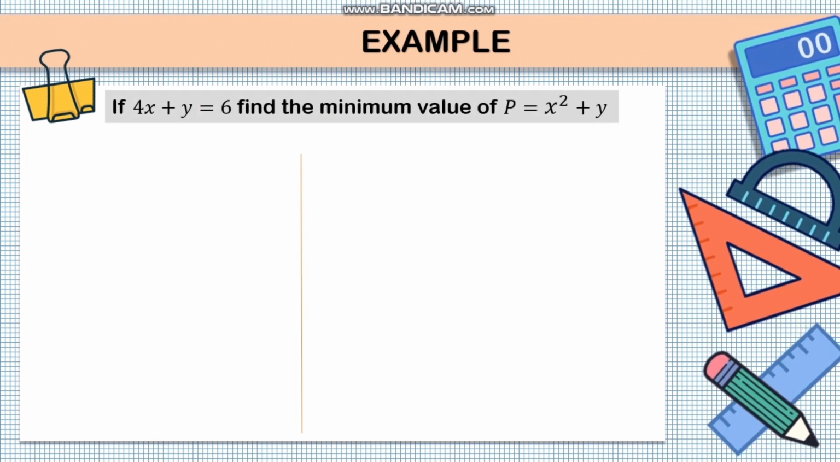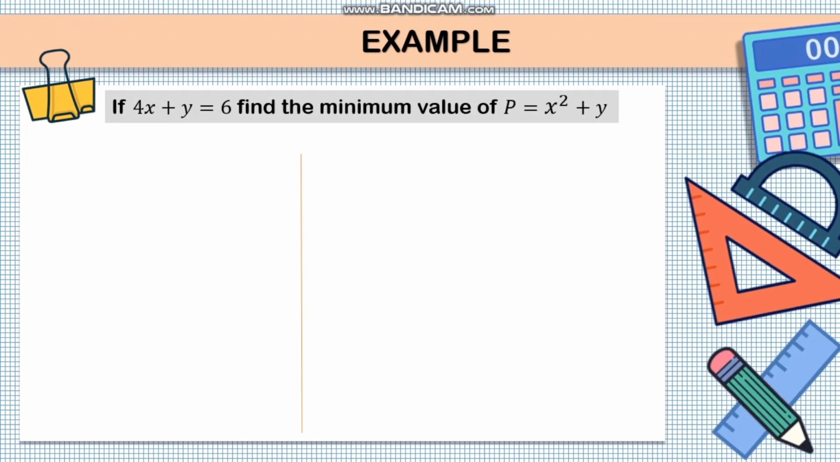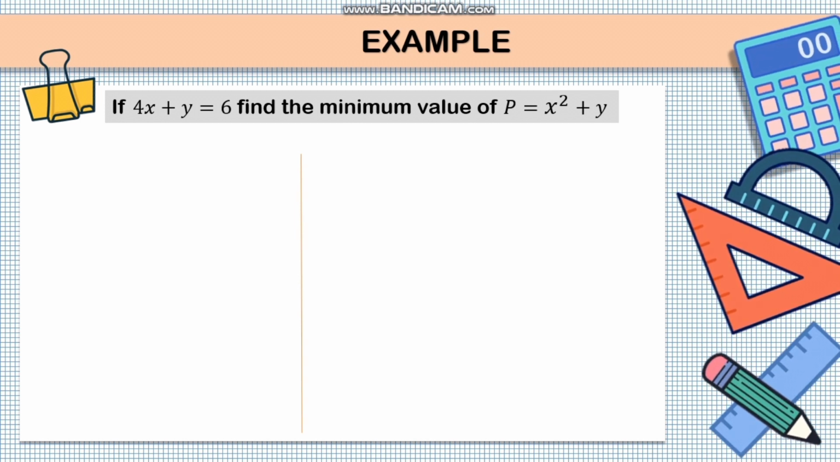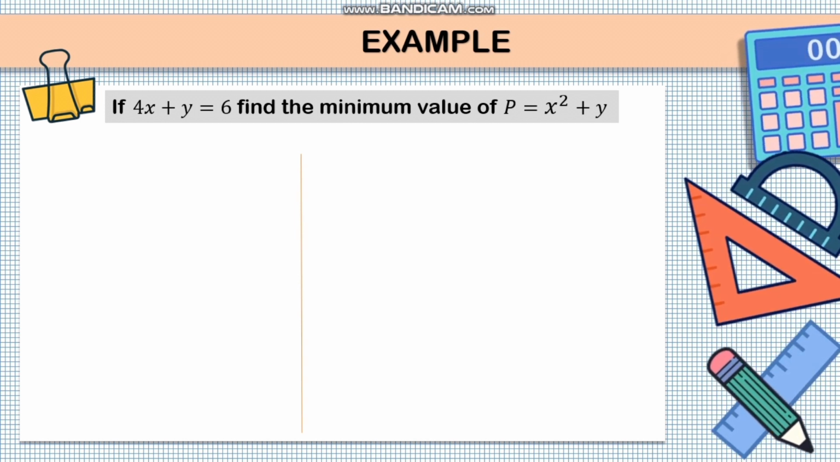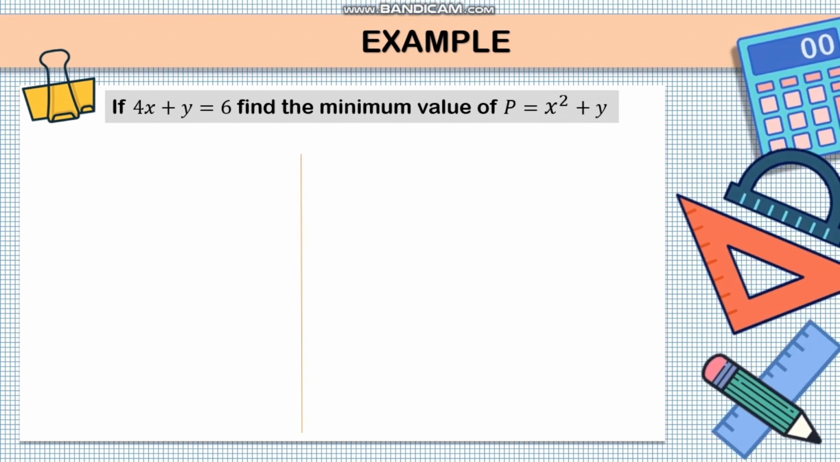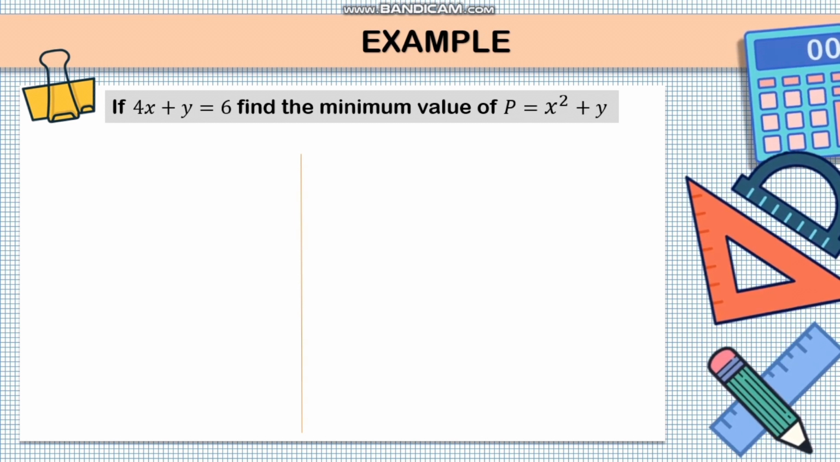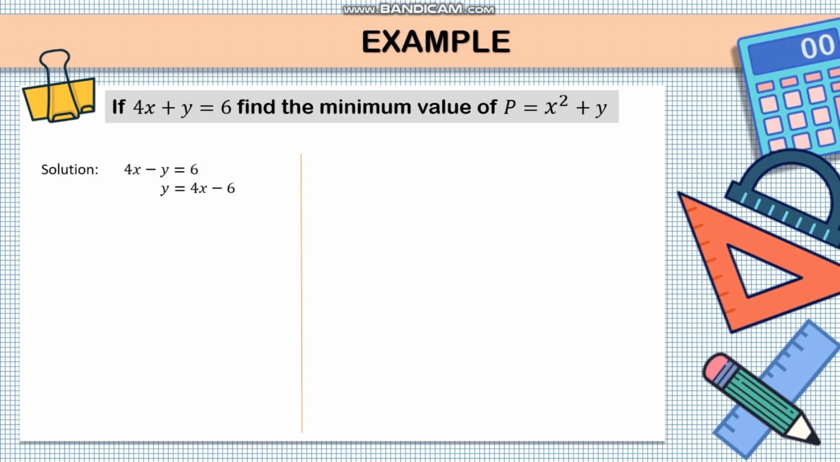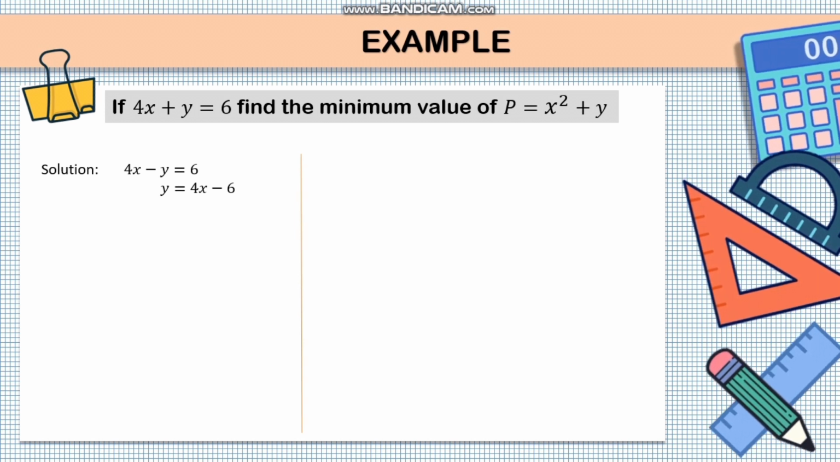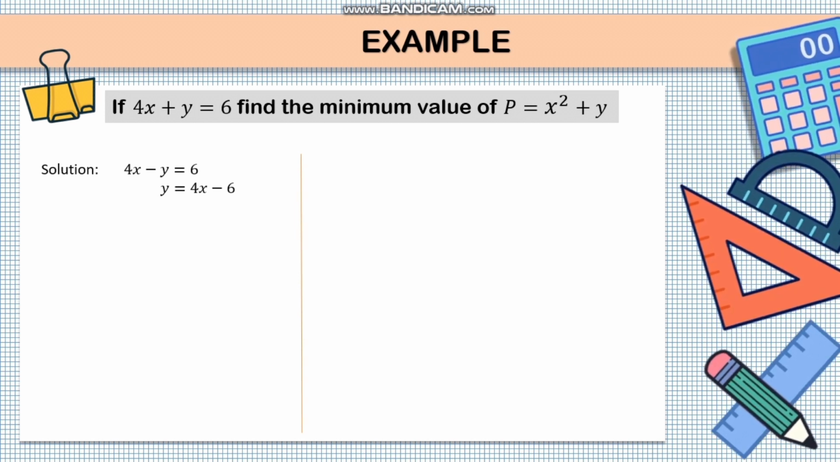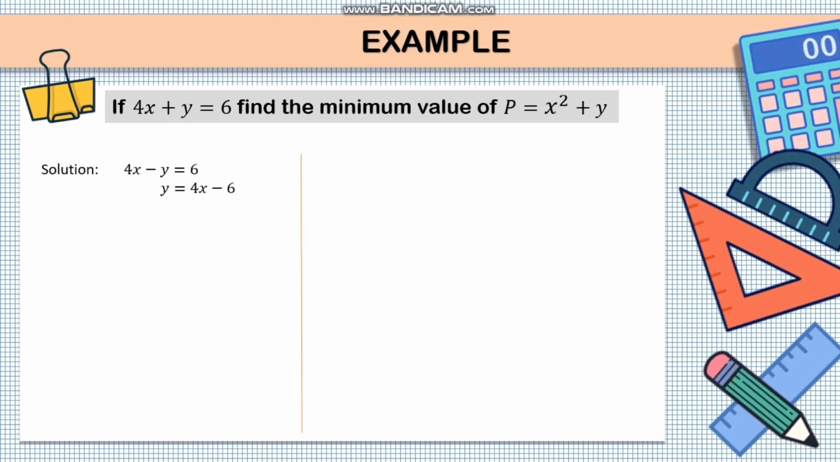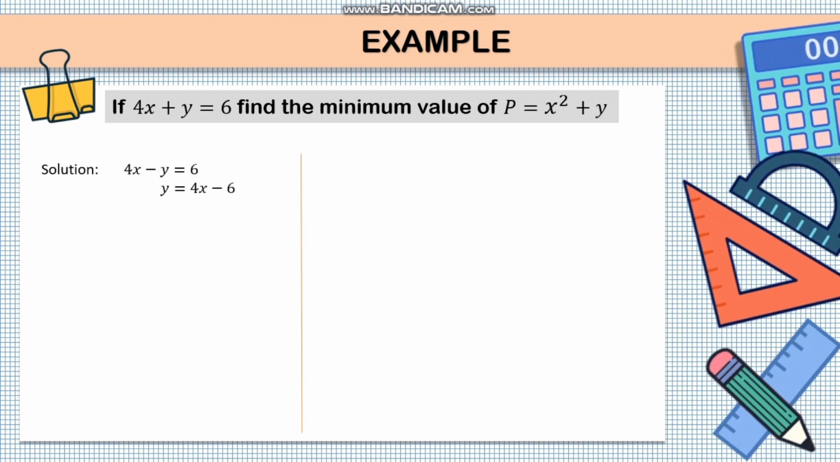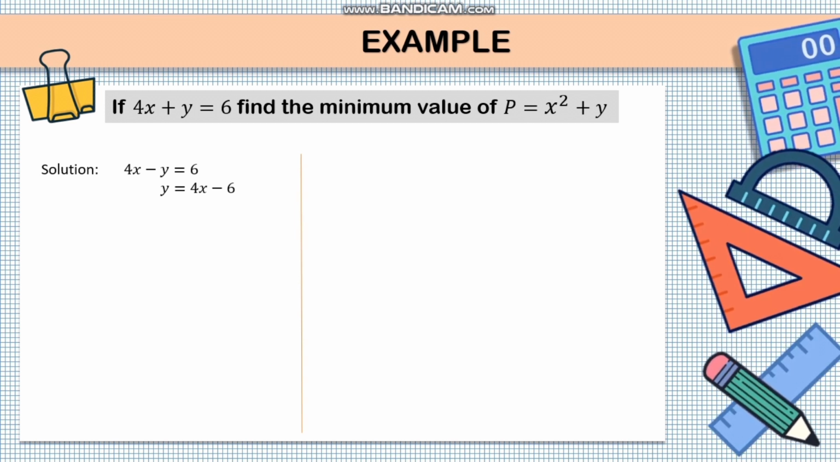If 4x minus y equals 6, find the minimum value of p equals x squared plus y. Let's go step by step. So, we need to find the value of y. For 4x minus y equals 6, we need to solve it. y equals 4x minus 6. Then we need to substitute y into the equation of p.